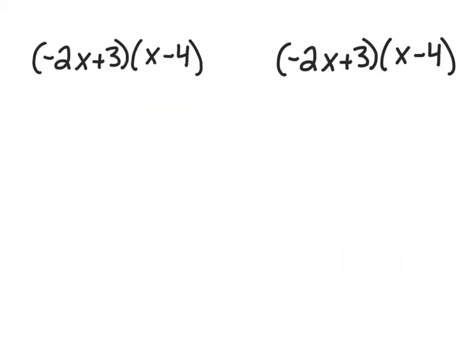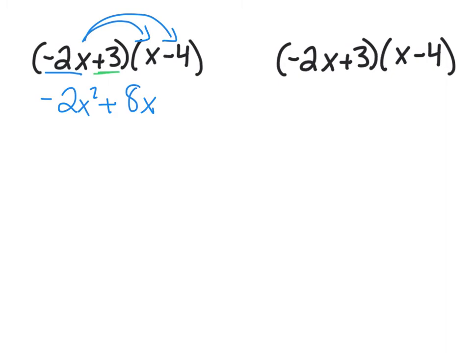Let's look at another example where we have to be a little bit more careful of signs. We have negative 2x plus 3, and that whole quantity is being multiplied by x minus 4. I'm going to go through this one a little bit faster. So if I have my term negative 2x and I'm distributing that, I have negative 2x times x gives me negative 2x squared. Then I have negative 2x times negative 4 gives me a positive 8x.